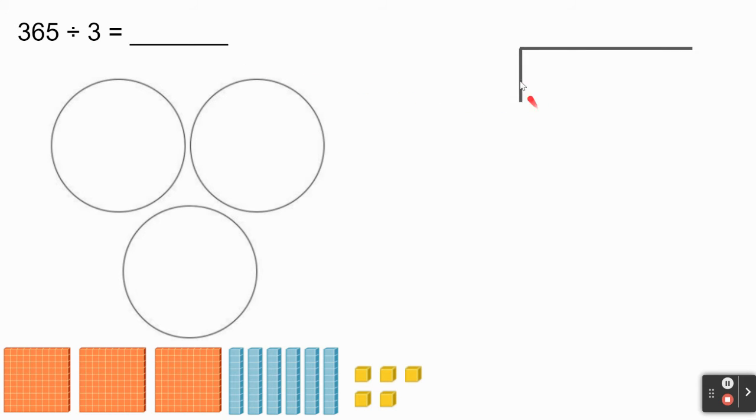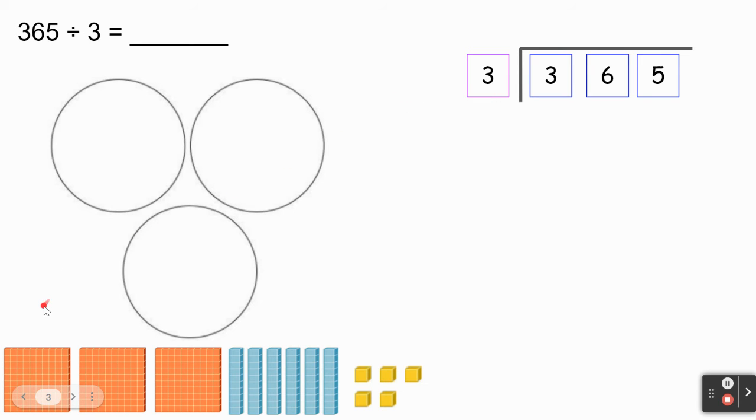So what we're going to do is draw our division symbol. On the inside is going to go our dividend, which is 365. On the outside is going to go our divisor, which is 3. Now that we have this problem set up in both ways, we're going to start by sharing the biggest place value. In this problem, the biggest place value is the hundreds.